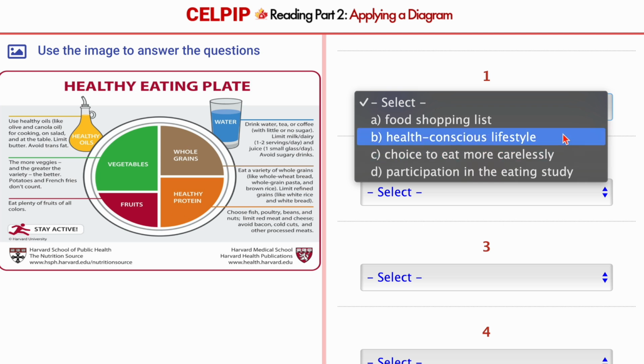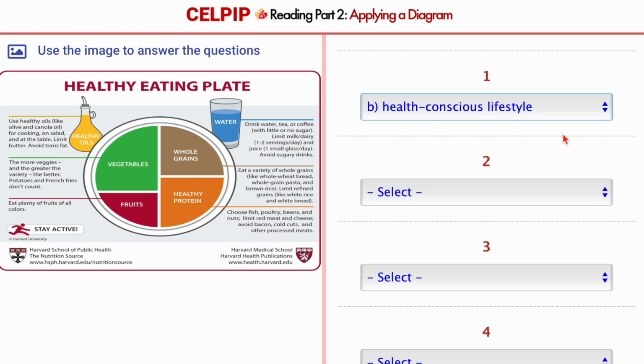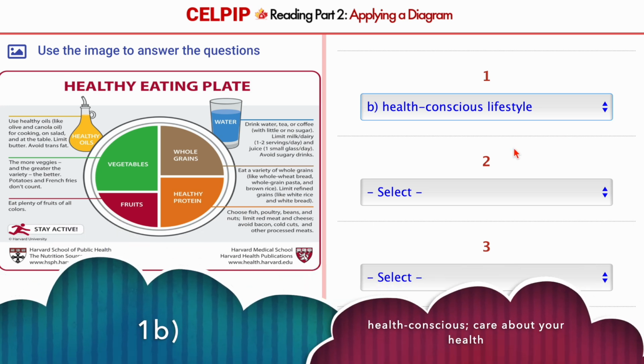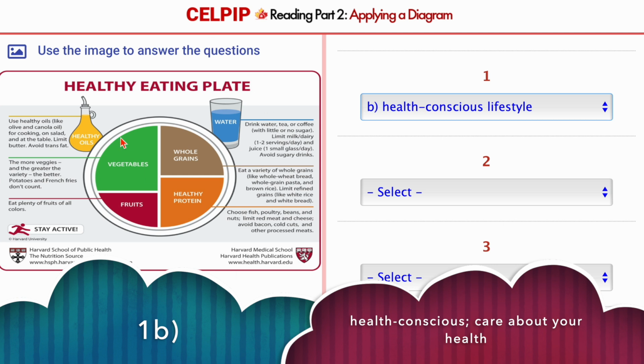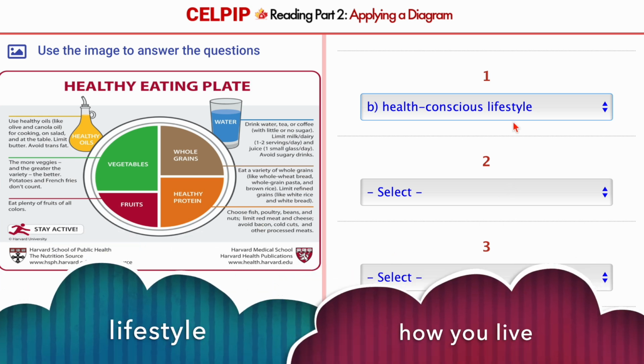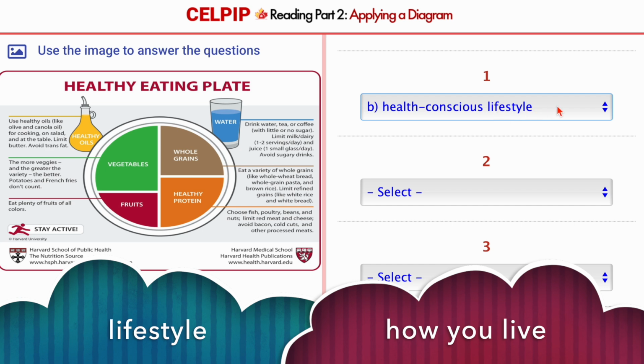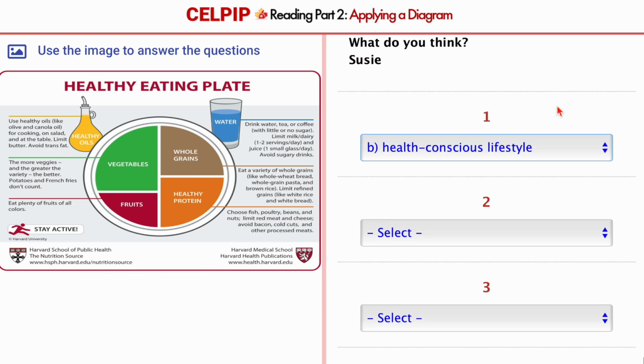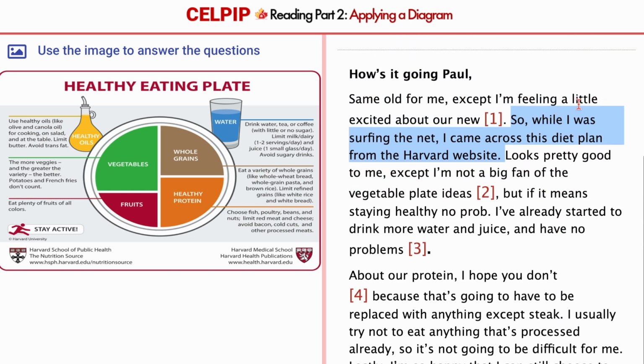So the answer is B because that's what health conscious means. Health conscious means you think about what you're eating and you're trying to eat healthy. You're thinking about being healthy, and lifestyle means how you live. I'm excited about our new health conscious lifestyle. So it looks like they've decided to eat healthy, so live a new lifestyle.